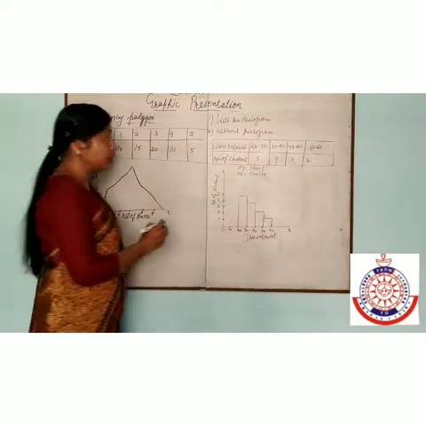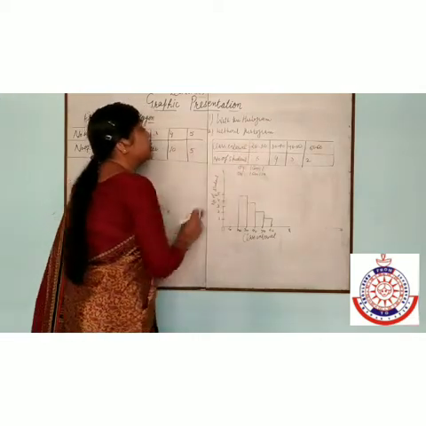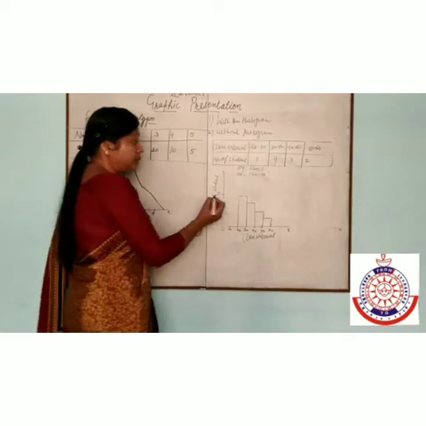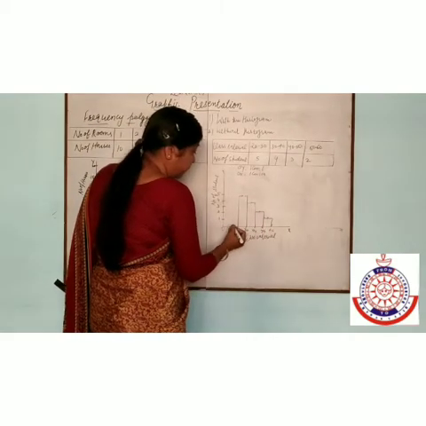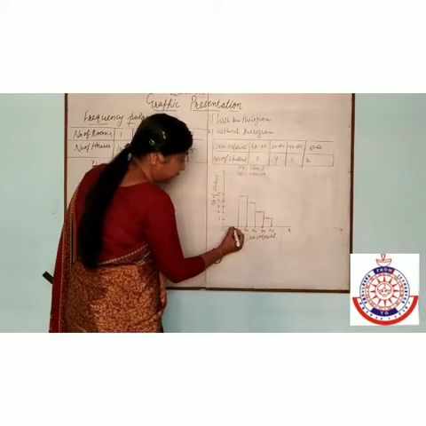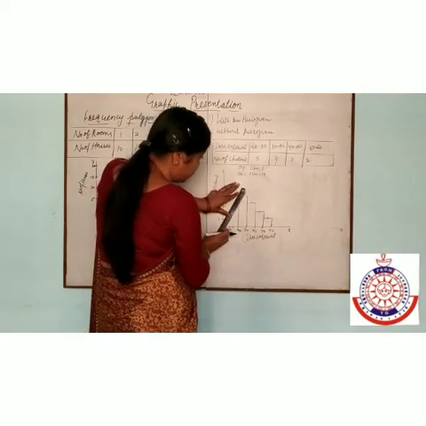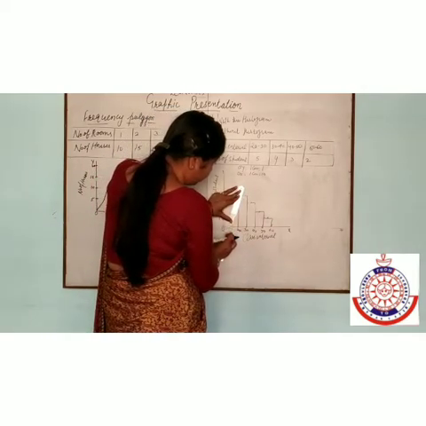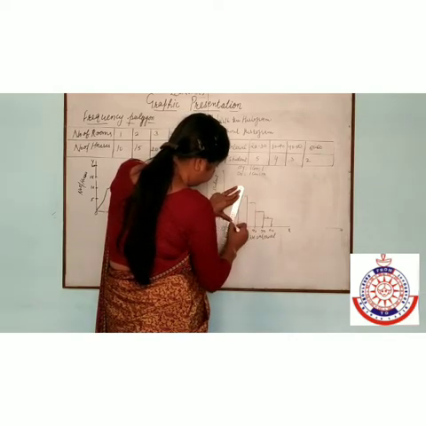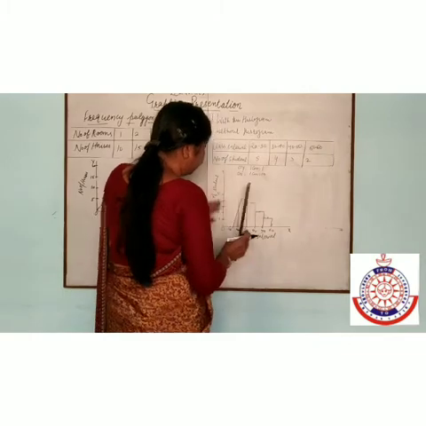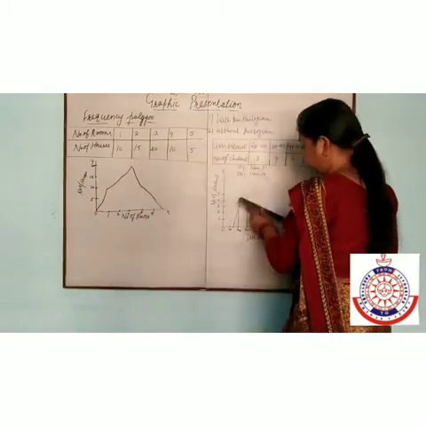For a frequency polygon, here see the gap is 20 to 30. We are taking the midpoints. And the midpoint of these two points is this. So we have to join from here to here. All the midpoints we have to join.